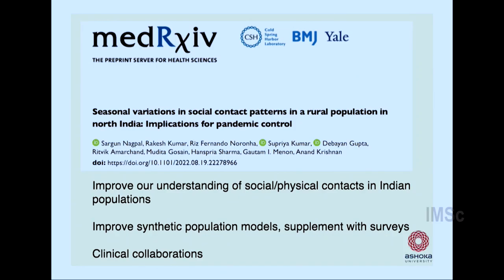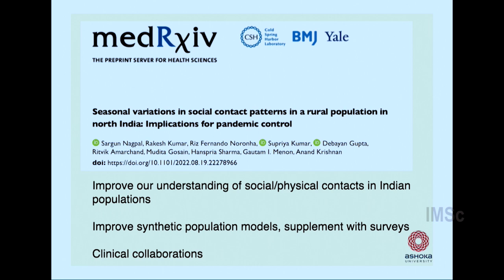We've been looking at these questions of social context with groups at AIIMS, and again looking at a particular population in North India, a large group that AIIMS studies. How do people interact across seasons? Are there more interactions during the wedding season versus summer versus winter versus political campaigns, etc.? Can we tease out from this how, for example, influenza changes across different waves in these particular study populations? We can use this to improve our synthetic population models, make them more accurate, and supplement them with additional surveys on these areas that are actually known.